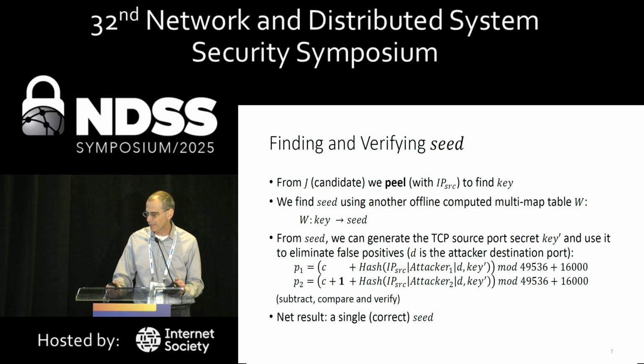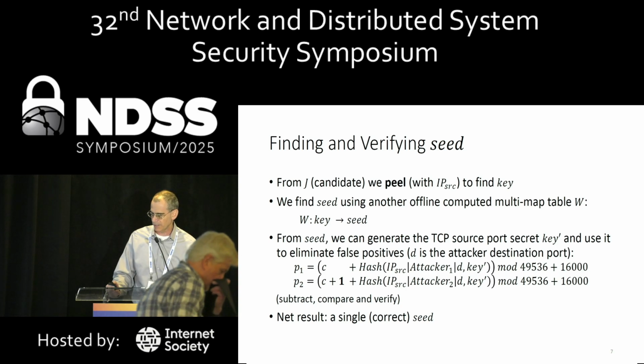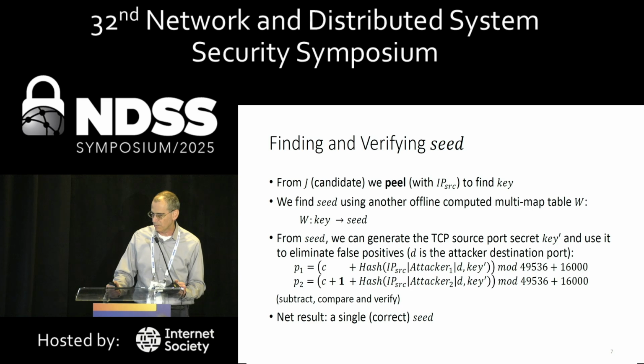We start with peeling from J with the known source IP address to find the key. And since the key is generated deterministically from a 31-bit seed at system startup, we can invert this generation function into a multifunction W and feed it with the key to find the seed candidates. So we have 20 seed candidates.